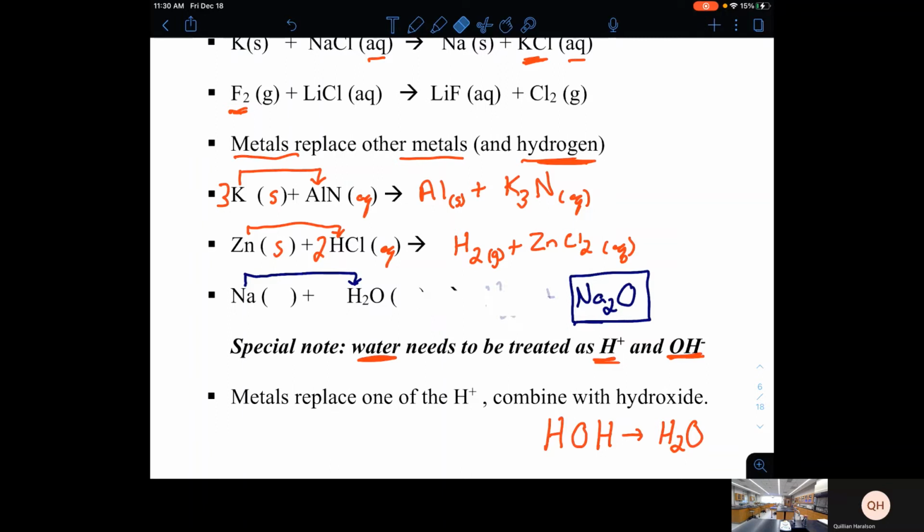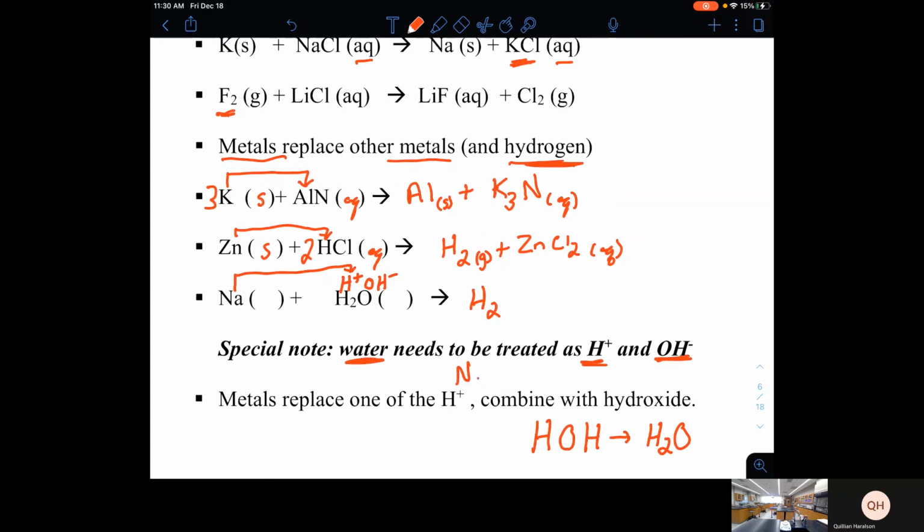So let me explain how I would approach this problem if I was given this one. I would first say, okay, this is water in a single displacement reaction. I'm going to write water as H plus OH minus. When sodium goes in here and bumps off the hydrogen, we will get the diatomic hydrogen being produced. But now if you look at it, we're going to get the sodium cation, and also we're going to get hydroxide, which means that the compound being produced is sodium hydroxide.